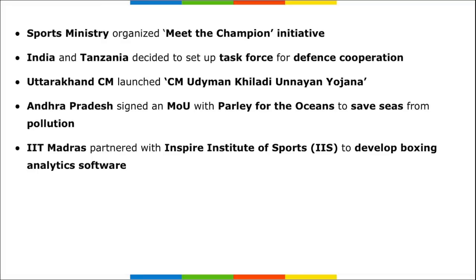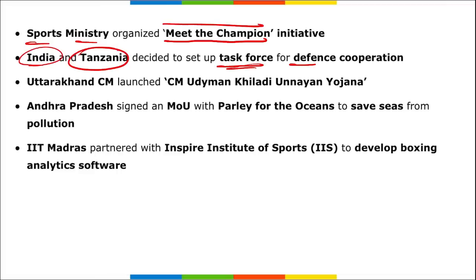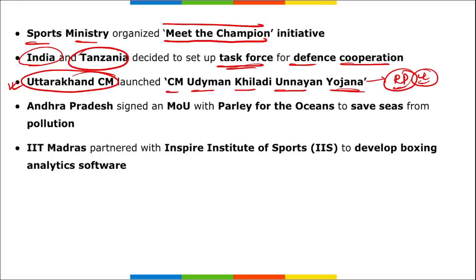Alright, moving on. The Sports Ministry organized the Meet the Champion initiative. India and Tanzania decided to set up a task force for defense cooperation. Uttarakhand's Chief Minister launched the CM Udyam Khiladi Unnayan Yojana. It was launched by Uttarakhand's Chief Minister to promote sports in that area, and also they appointed Rishabh Pant as the sports brand ambassador so that they can encourage the youth to take part in sports.